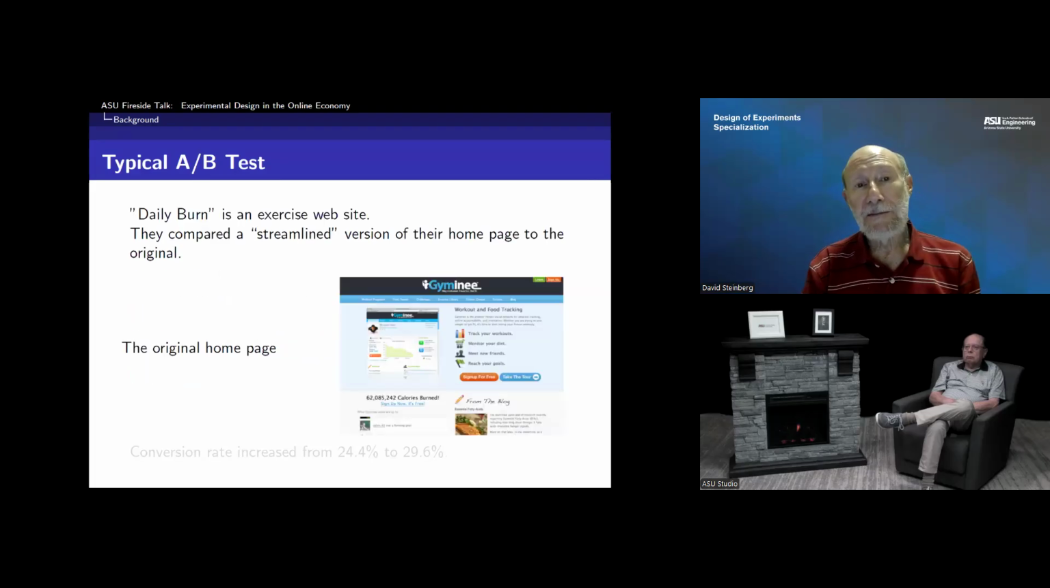So here's a typical example. This is a website from an exercise site. They wanted to compare a streamlined version of the homepage to the original. And just to get some ideas, the original does look, to me, a little bit crowded and uncomfortable. Well, when they switched from the original to the new version, they increased their conversion rate, the fraction of people who joined their exercise program, from 24.4% of those who entered to almost 30%. Big money.